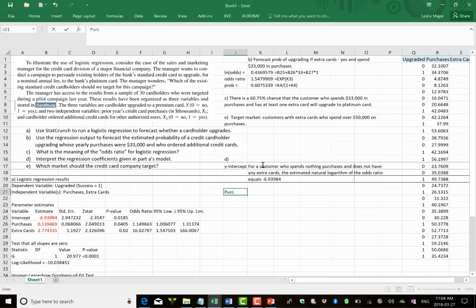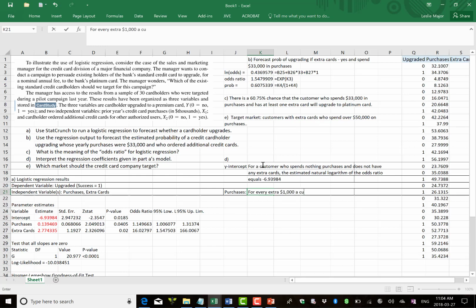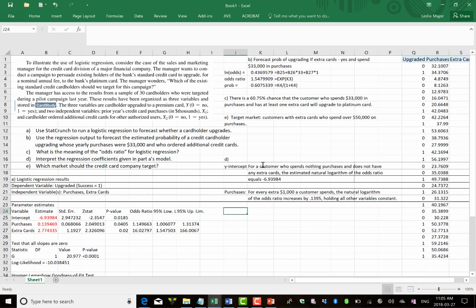Next one, purchases. Let's interpret that coefficient. For every extra $1,000 a customer spends, the natural logarithm of the odds ratio of them upgrading increases by 0.1395, roughly, holding all other variables constant. In this case, there's actually only one other variable. It is the extra cards.